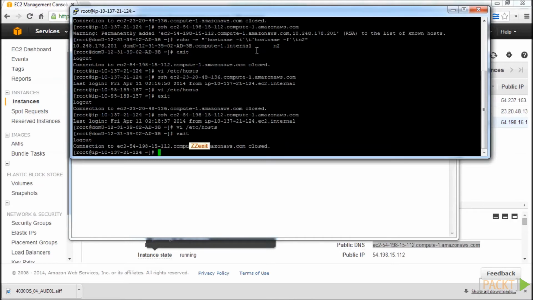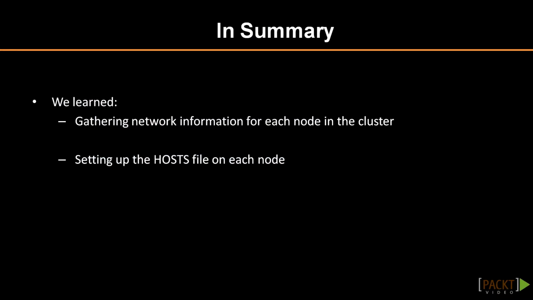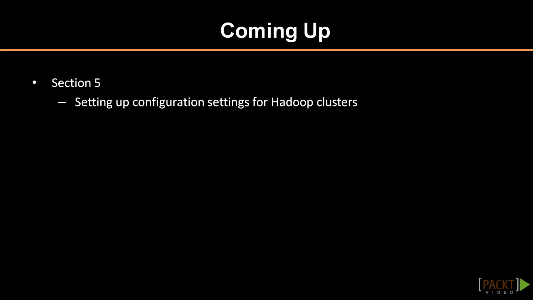Save that and exit. So to summarize, in this section we learned how to gather the network information for each of the nodes in our cluster. We also learned about the host file and how to properly set up the host file in the correct format. In the next section, we will learn how to set up the remaining configuration settings on the nodes in our cluster so that we are thoroughly prepared for our Hadoop installation.